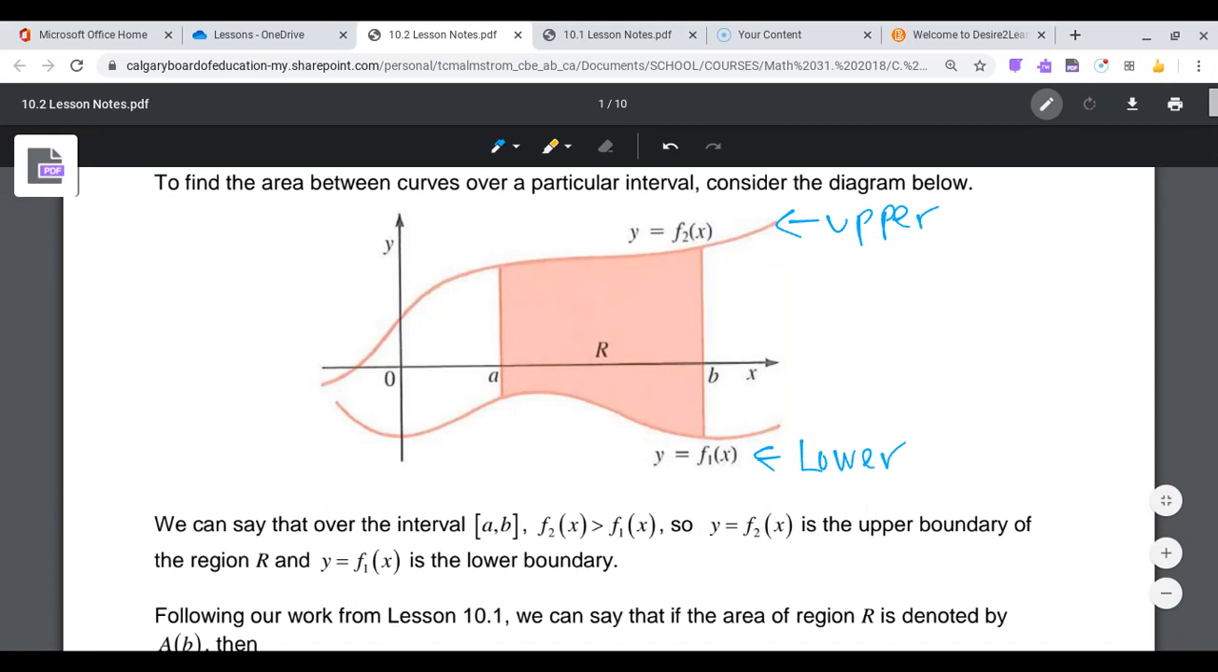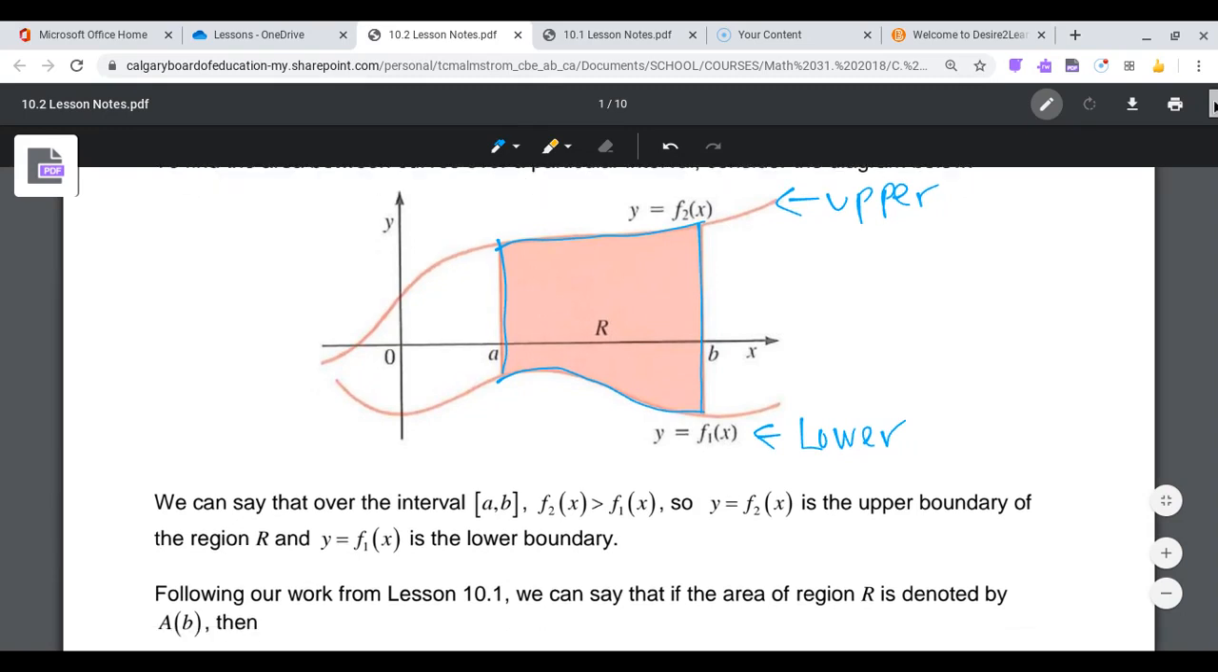And I'm looking at it through the interval from A to B. So between the upper curve and the lower curve, we end up making ourselves a little section of area denoted with that big R. Okay, so between the interval of A to B, we could say that F2 of X is greater than F1 of X because it's above it, right? And so that's just defining who's upper and who's lower. And it's upper for the entire region of R, okay?